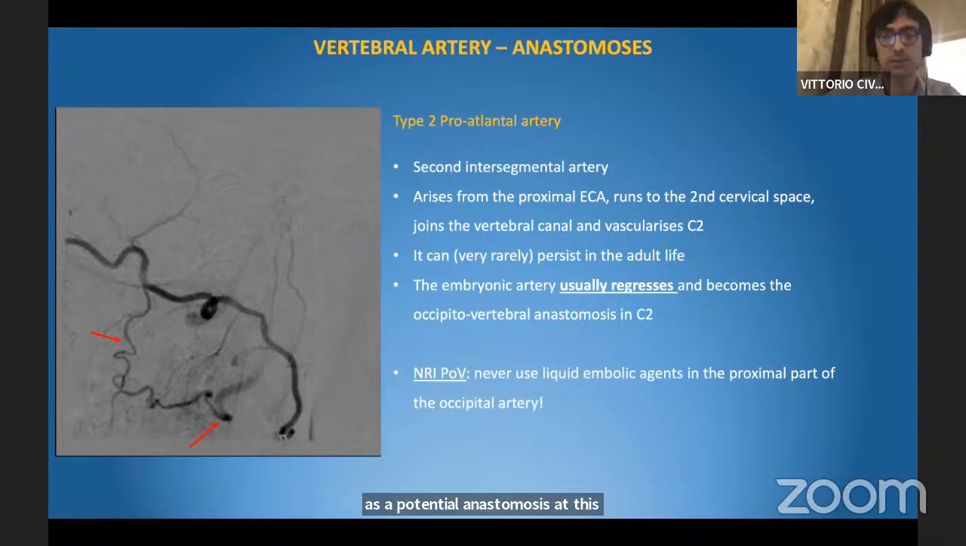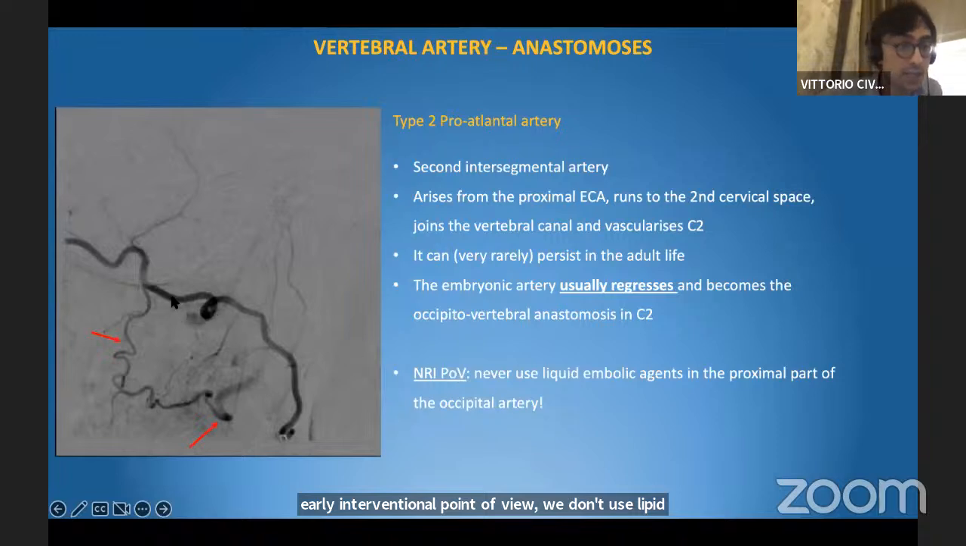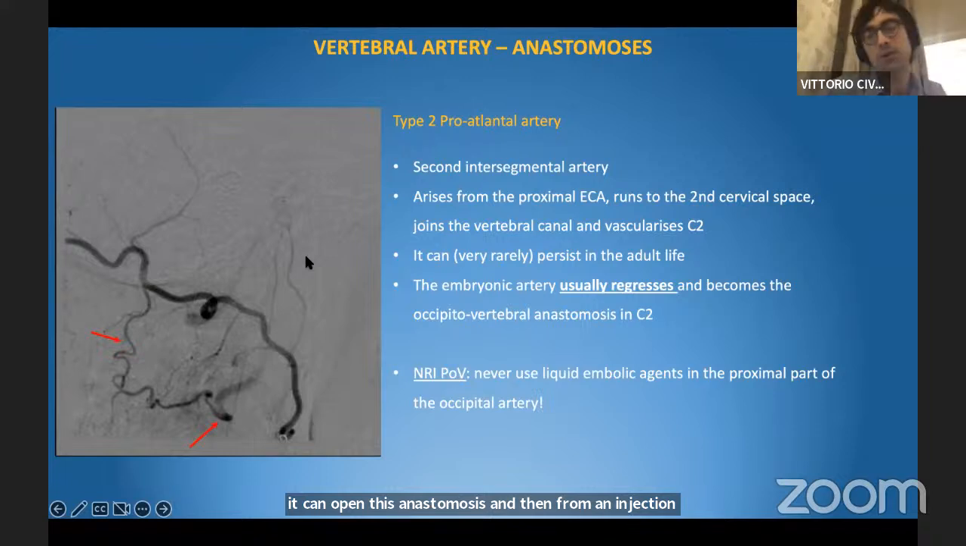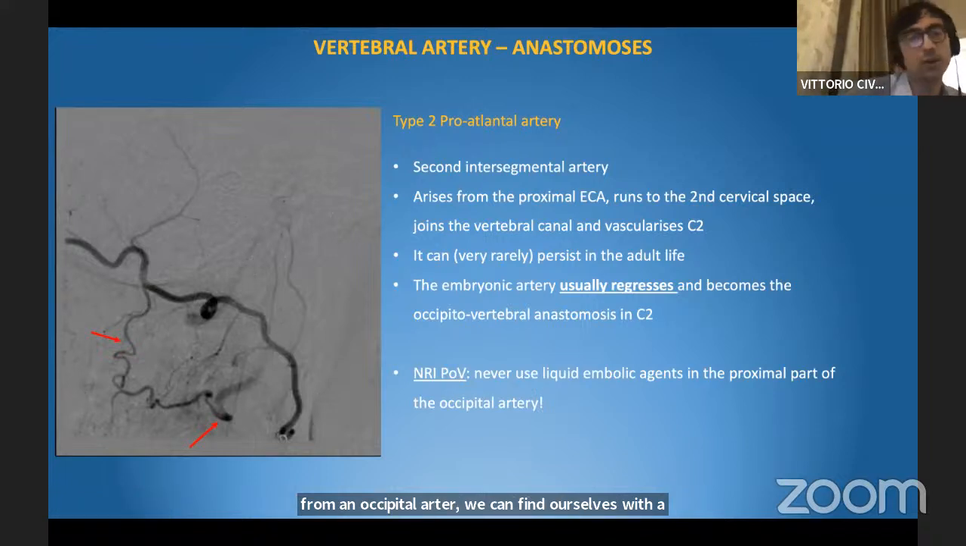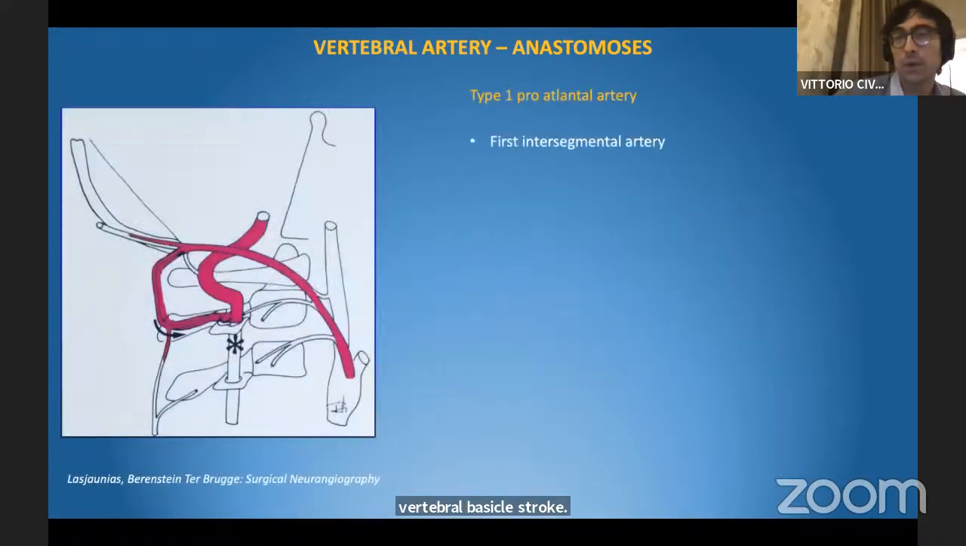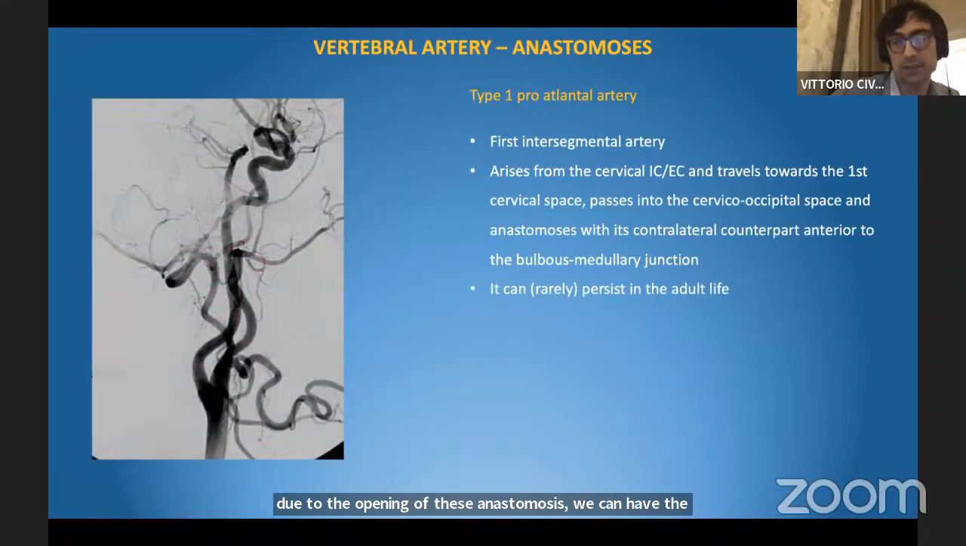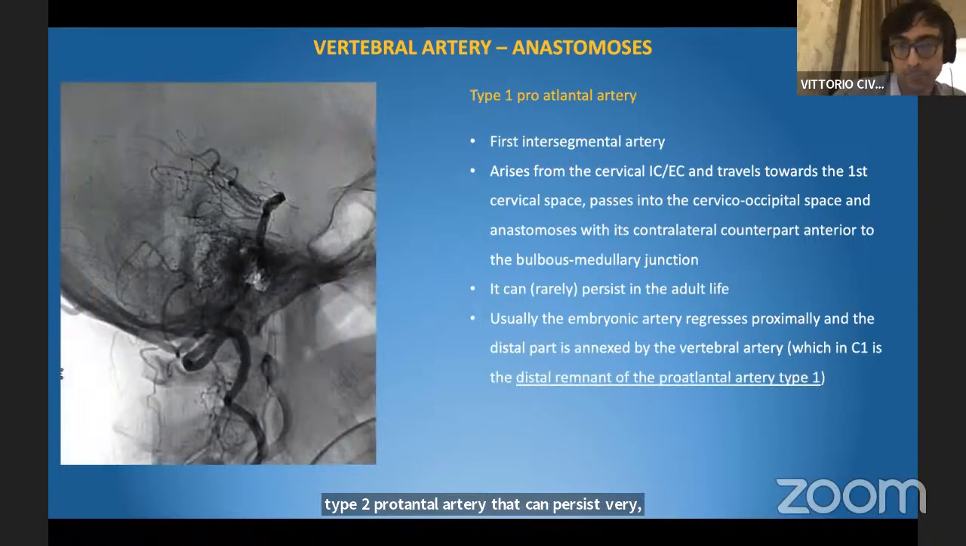So from a neurointerventional point of view, we don't use liquid embolic agent in the proximal part of the occipital artery because it can open this anastomosis, and then from an injection from the occipital artery, we can find ourselves with a vertebrobasilar stroke due to the opening of this anastomosis. The type 2 proatlantal artery can persist very, very rarely in adult life, but usually regresses.